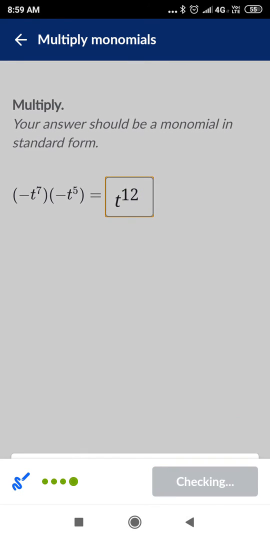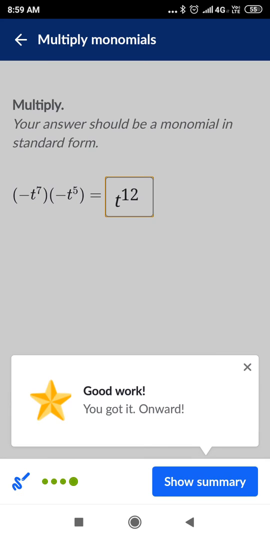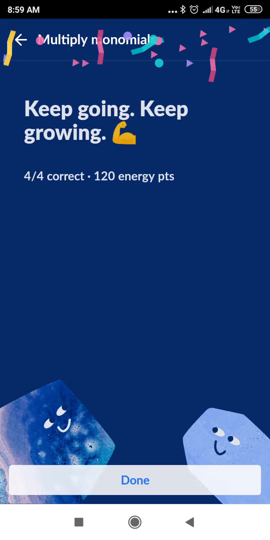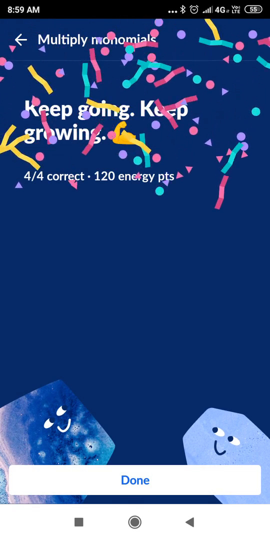Monomials multiplication is going to be the basic concept in all multiplication.